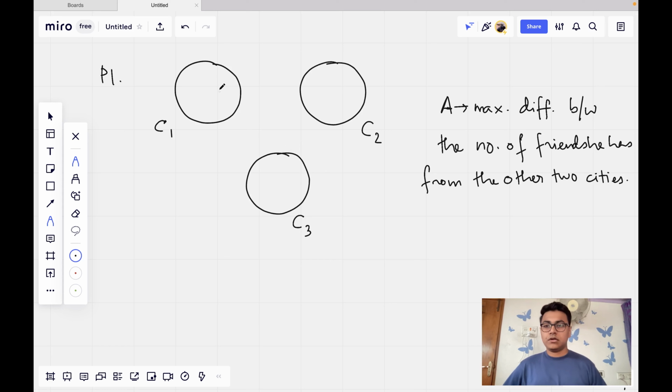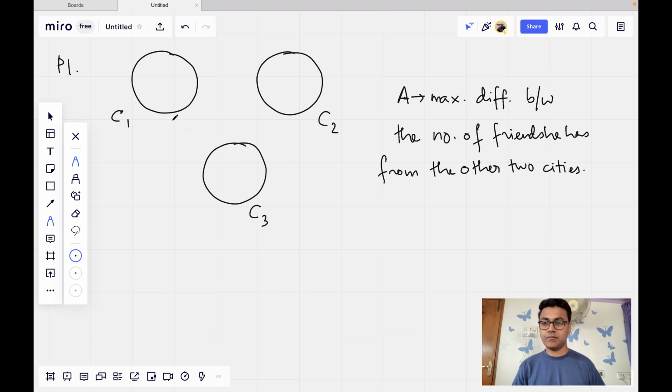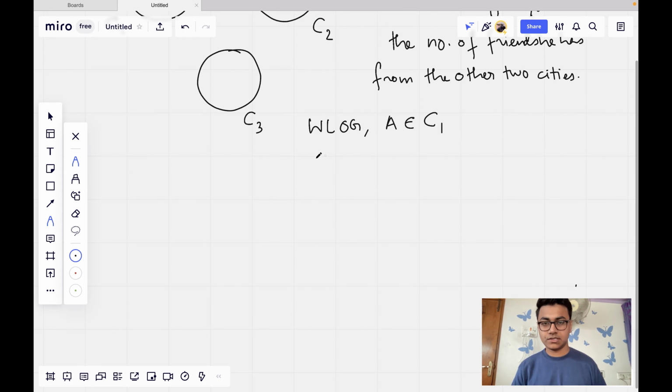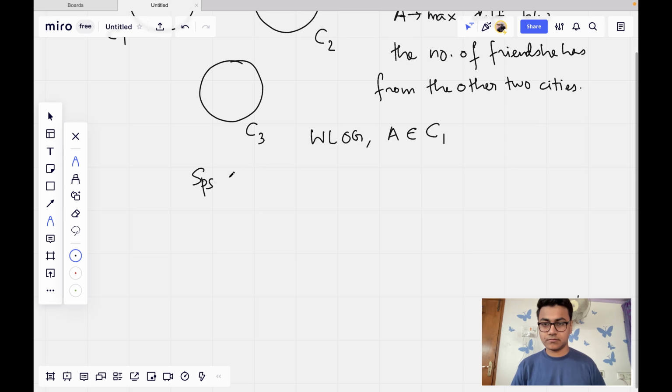Okay. So, without loss of generality, we can assume that A belongs to C1. A can belong to any of these 3 cities. We'll just assume that, without loss of generality, A belongs to C1. So say this is A. And suppose A has k friends from C2.